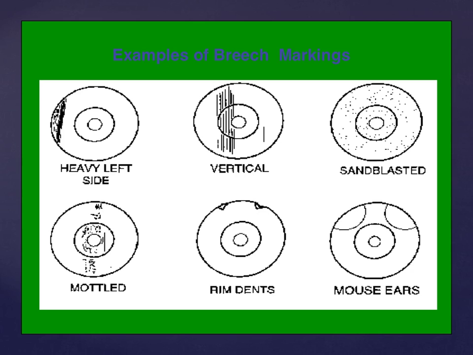Alright, so here are some examples of what breech markings can look like. You can just tell, it's literally little impressions. Okay, just how the bullet gets pushed up into that area. But these tend to be unique to guns. Different guns have different kinds.